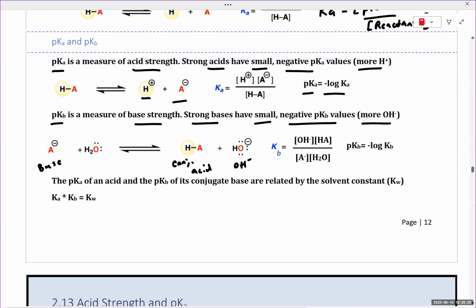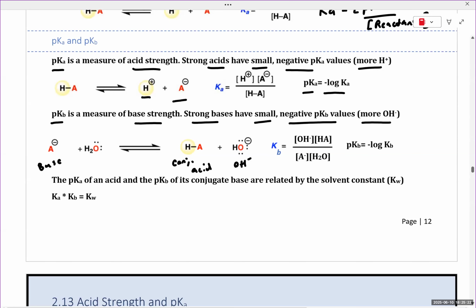Now, pKa and pKb are related by the solvent constant. In water, this is known as Kw. Ka times Kb is equal to Kw. And the Kw for water in this case is about 1 times 10 to the negative 14th molarity squared, though this depends a little bit on temperature.